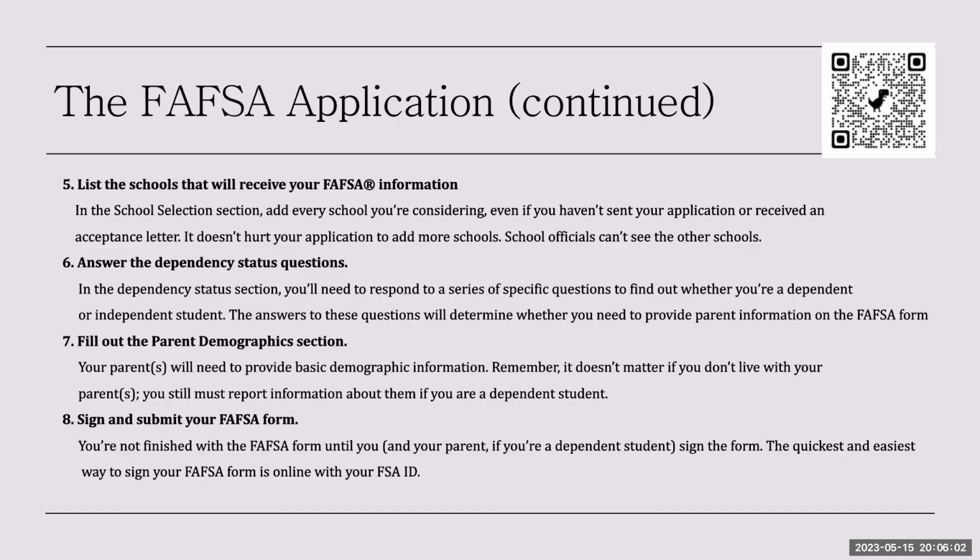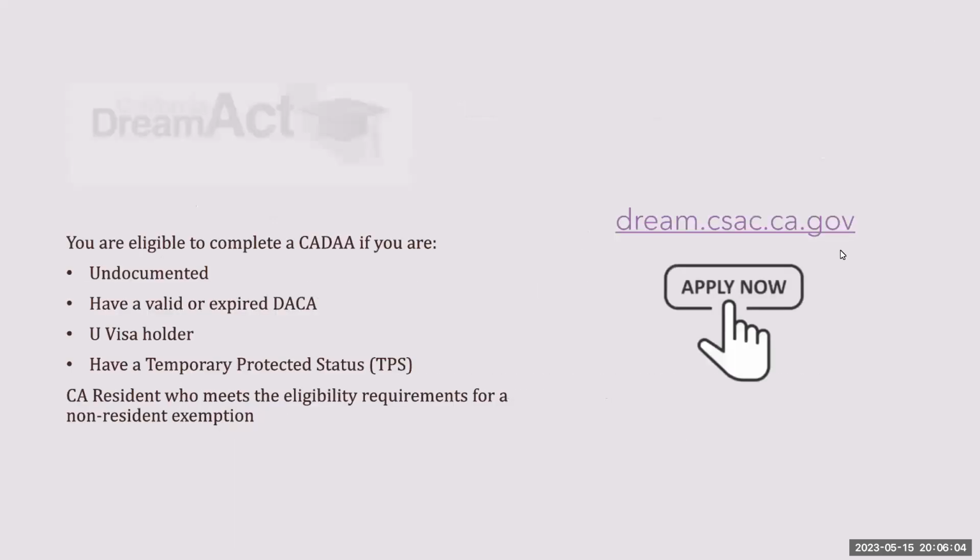All right, let's talk about the DREAM Act. You're eligible to complete a DREAM application, also known as CADA, if you are undocumented, have a valid or expired DACA, you're a U visa holder, have a temporary protected status, also known as TPS, and you're a California resident who meets the eligibility requirements for the non-resident exemption.